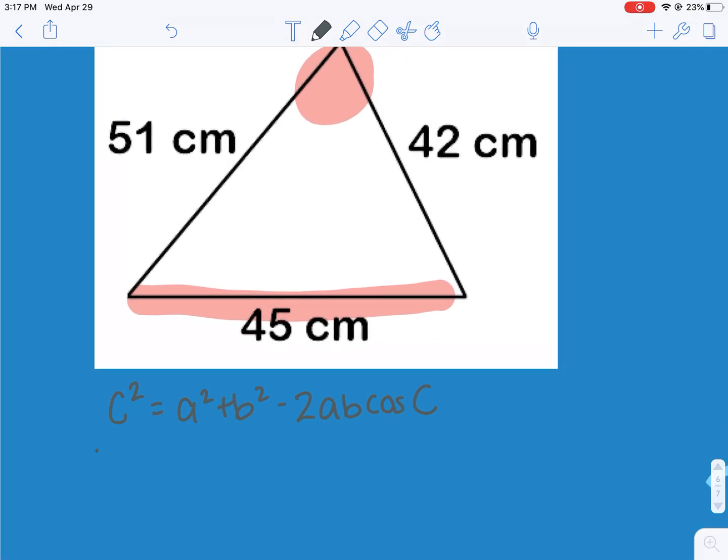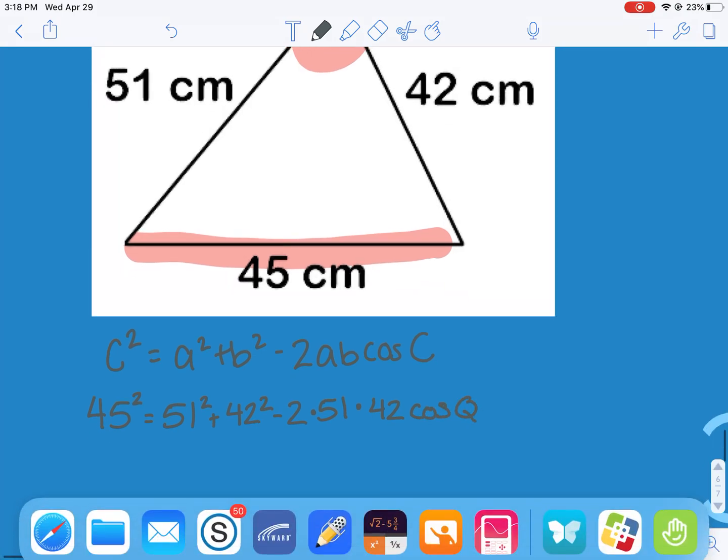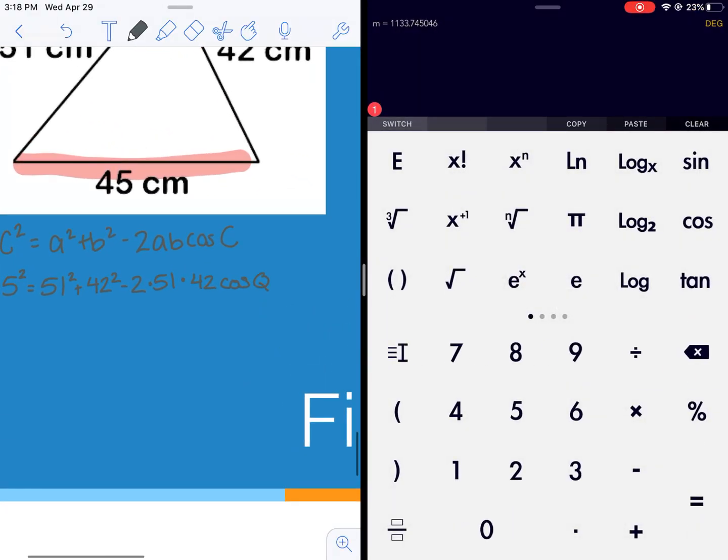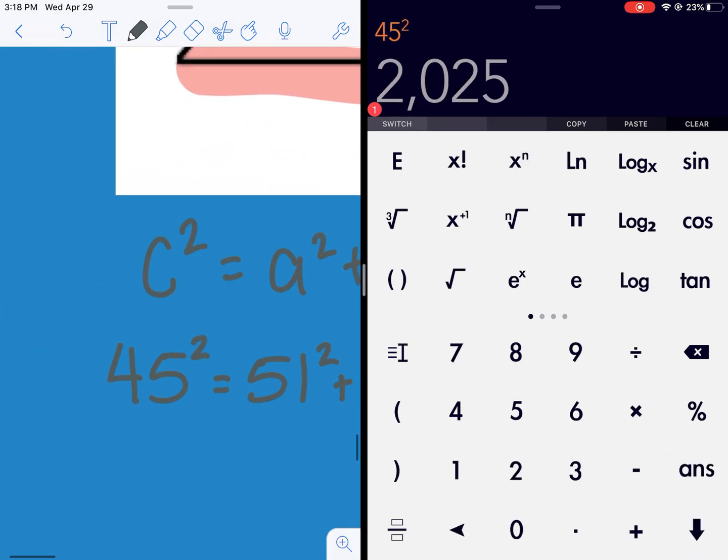45 is opposite the angle I'm looking for, so that one has to go in for my side, C squared. And that has to equal 51 squared plus 42 squared minus 2 times 51 times 42 times the cosine of Q. And now I'm plugging all of this into my calculator to clean it up. So I'm going to have 45 squared. It's 2025.